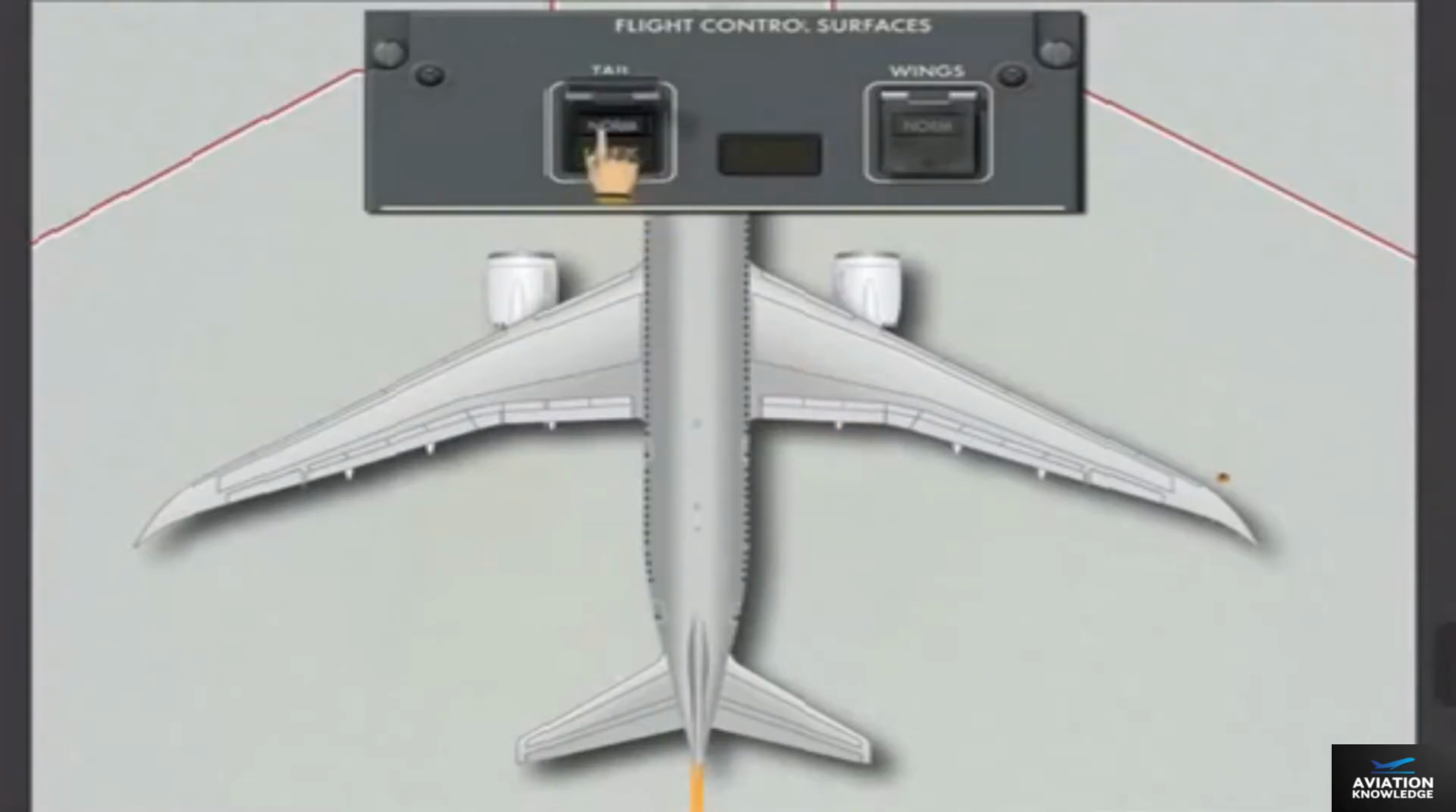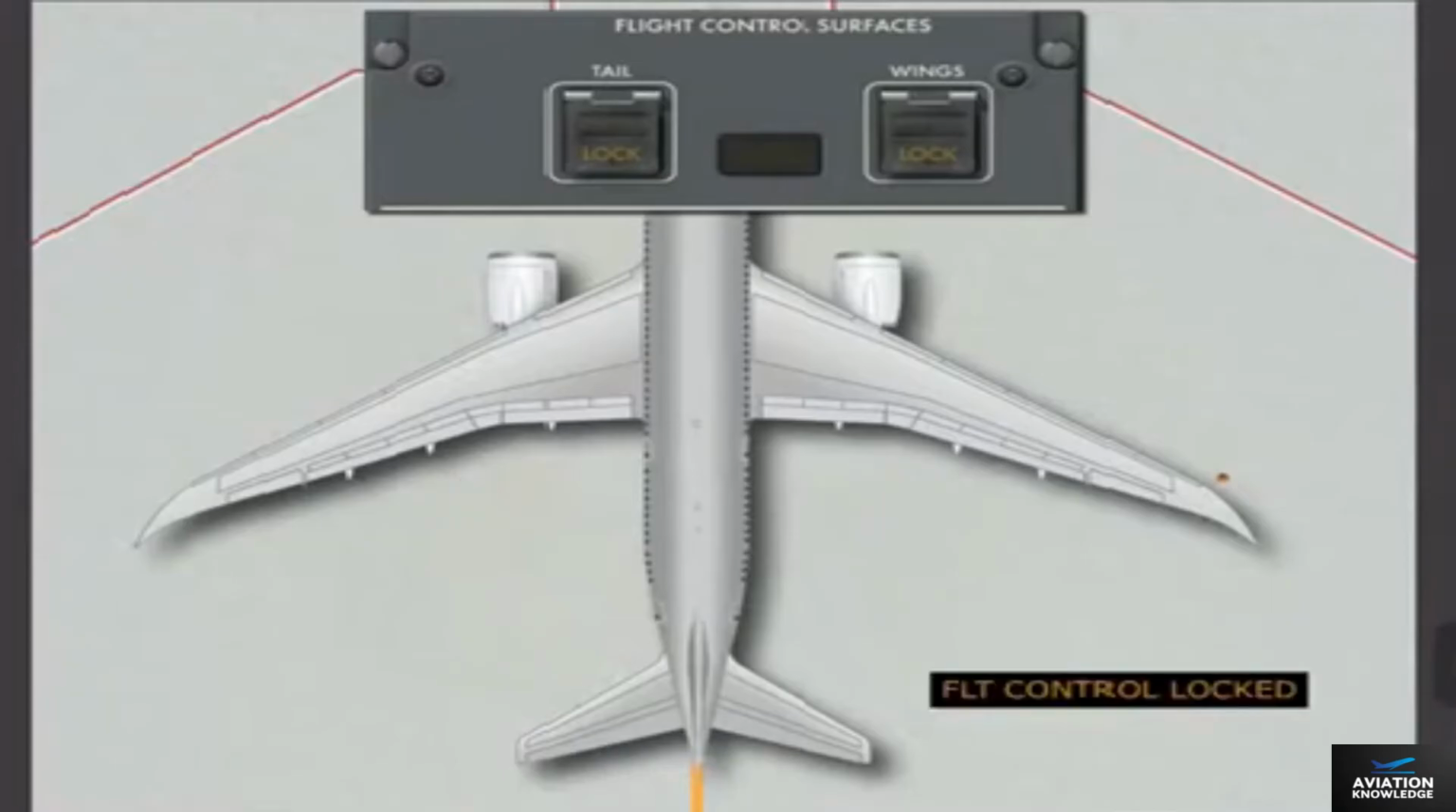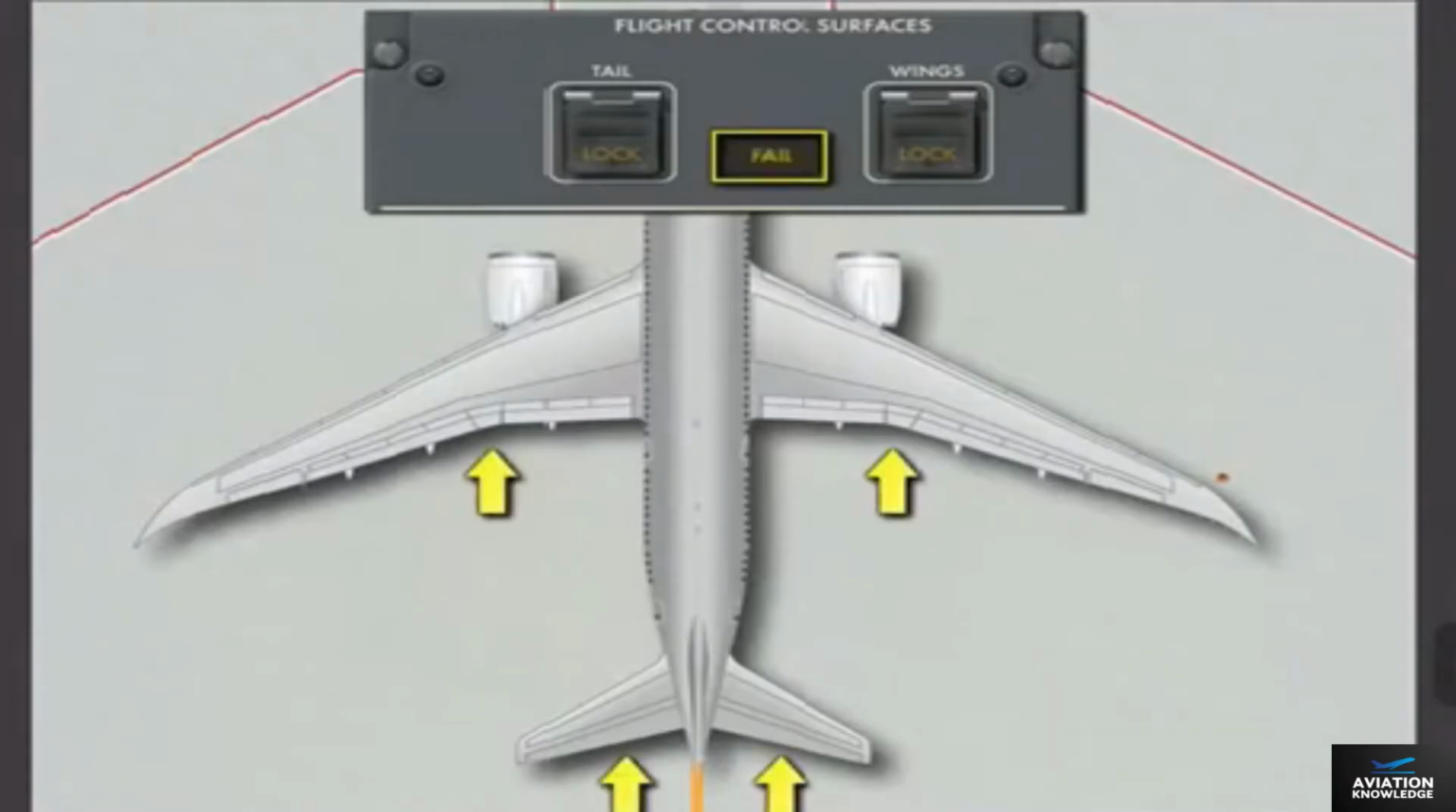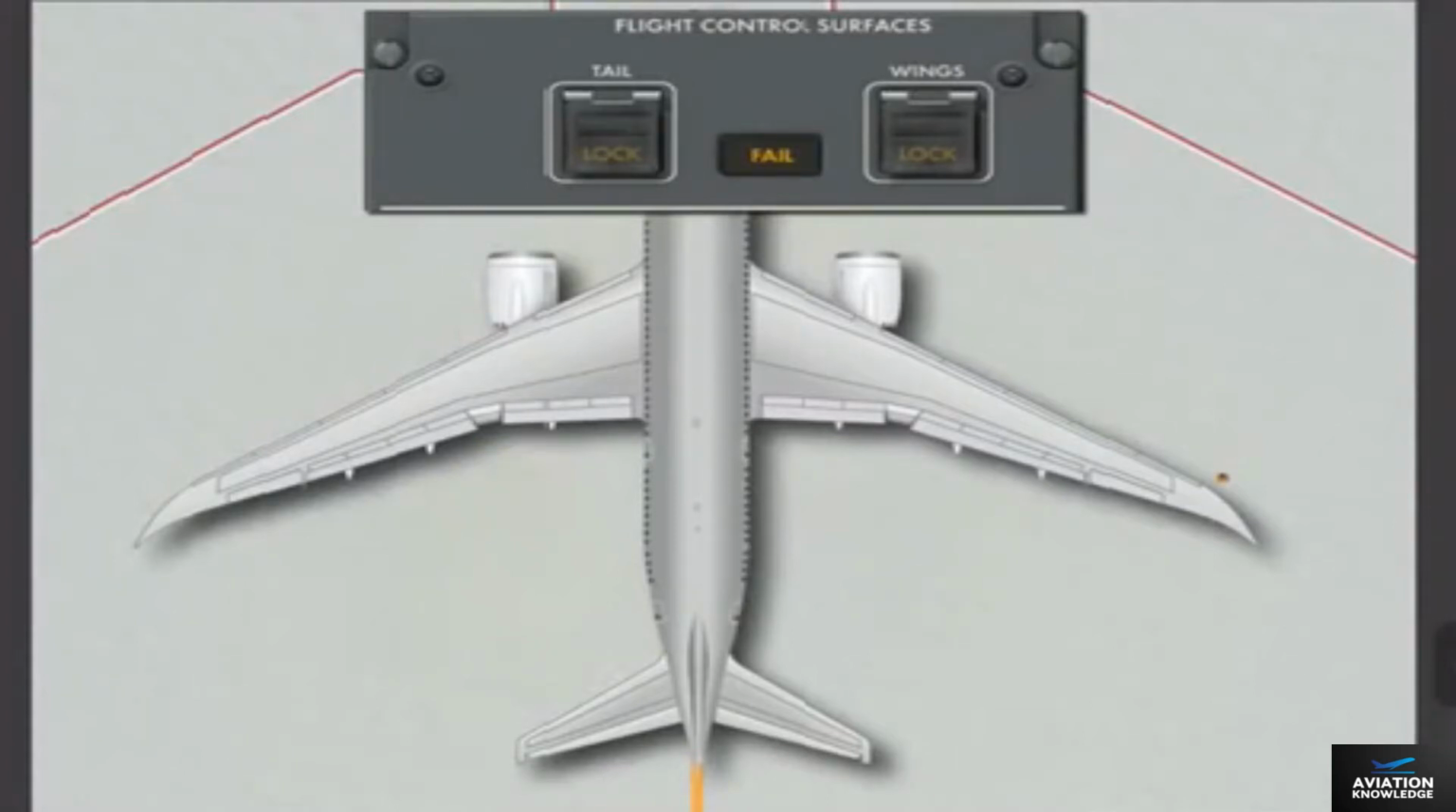When a switch is selected to the lock position, the flight control surfaces on the tail or wings lock in place. And the ICAS advisory message, Flight Control Locked, is displayed. The Flight Control Lock fail light will illuminate when a lock switch is in the lock position and any of the associated surfaces do not lock. In addition, the flight control surfaces automatically unlock when ground speed exceeds 40 knots.